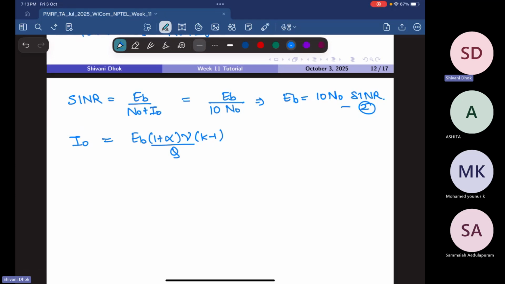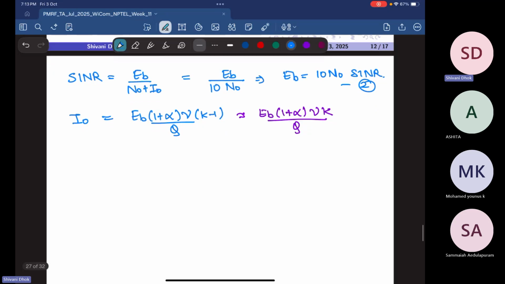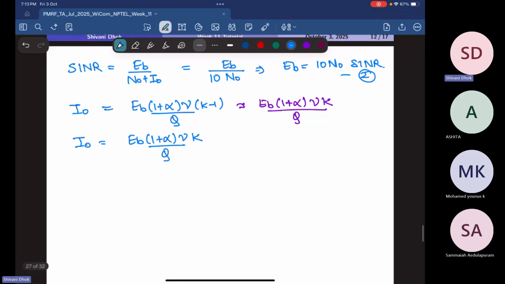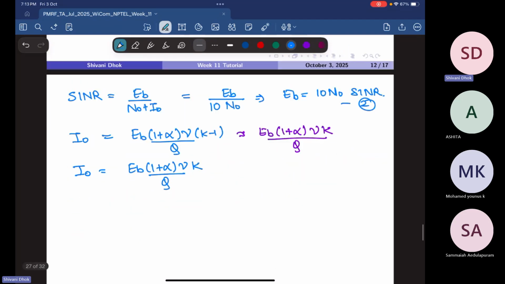So for this I naught, since the pole capacity is for large k, what we can do is approximate it as EB into 1 plus alpha, k into Q. This is the approximation that we have used, so I don't want to deviate from the formulas. So we have I naught equal to EB into 1 plus alpha nu k by capital Q, and this n naught, as we have seen, is 9 times n naught.